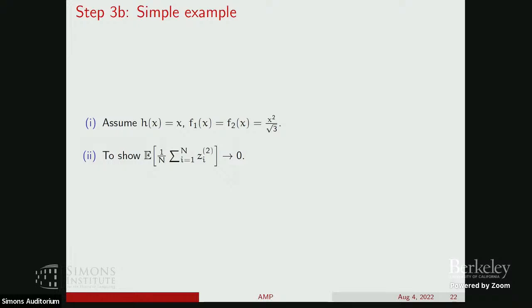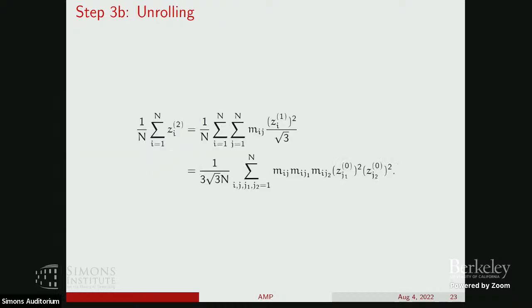Okay, so let me do a very simple example. Suppose my test function is just x, and I'll go up to the second iteration. And let's say f1 and f2 are these two functions. You can check that they satisfy whatever assumptions I needed. These are polynomials. Things are nice. So I start with my average. I unroll the operations. I expand it. And I eventually get some expansion in terms of the matrix entries and the initialization. Okay, great. This is also what Ahmed mentioned earlier today.